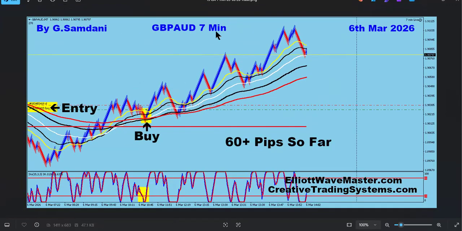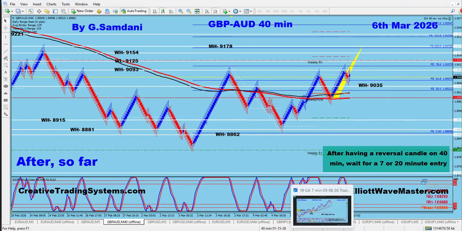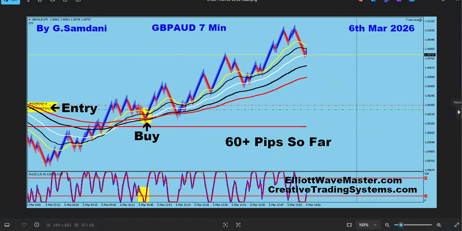Pound Aussie 7-minute chart going to the upside here on the 6th, Friday. Today is 60 pip here. And that was the chart that I just showed you. This is the chart I made from here, and then it ended up here. That's how it is, simple as that. I make my 40-minute chart first, and then I trade them if they start to work out.